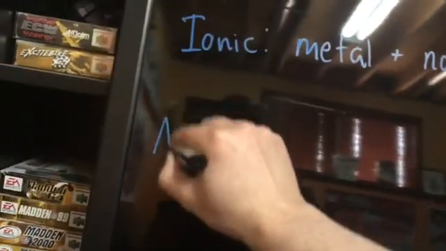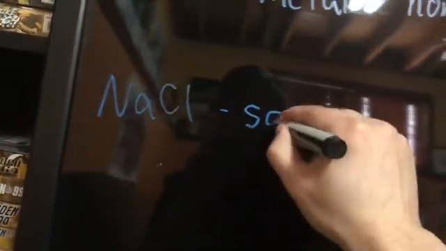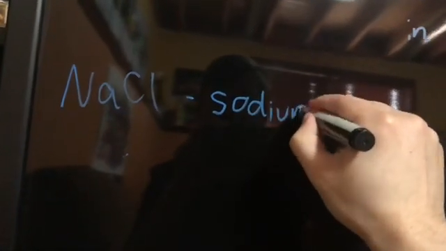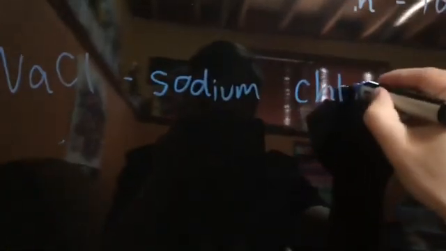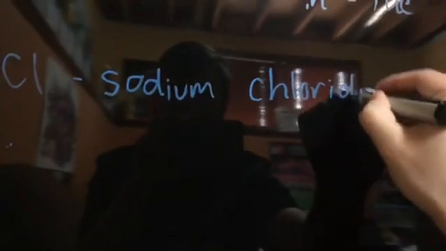So if I took NaCl, seems to always be my example, Na is sodium, Cl is chlorine, and we just changed the ending to chloride.